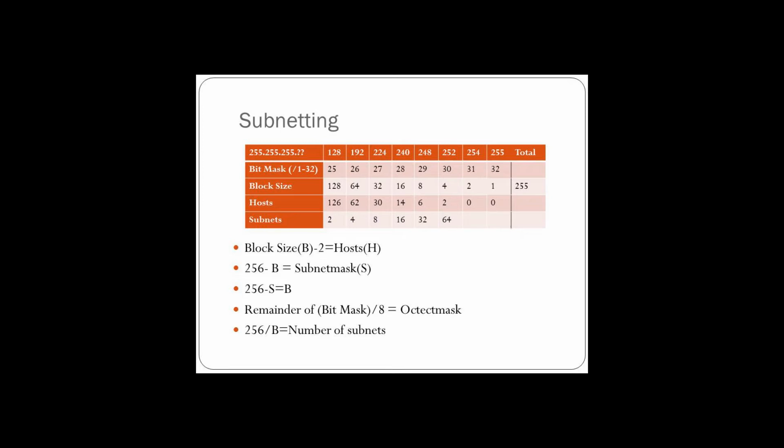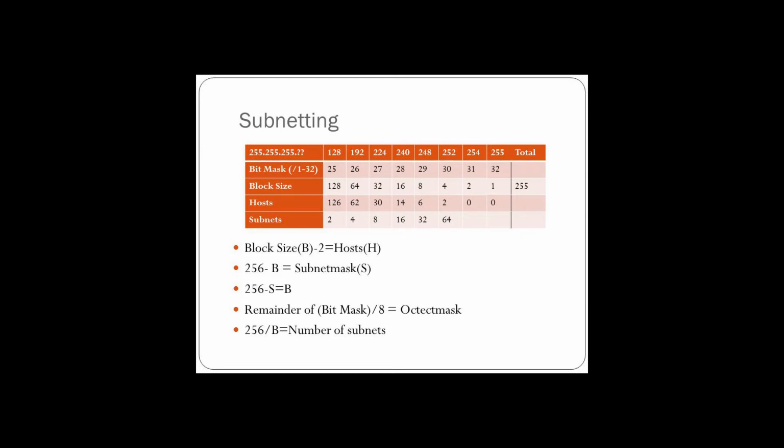Below the block size row is the host row. The host row shows the corresponding amount of IP addresses available per subnet. Take note of how the amount of hosts is always 2 less than the block size. This is because each subnet needs a network and broadcast address.